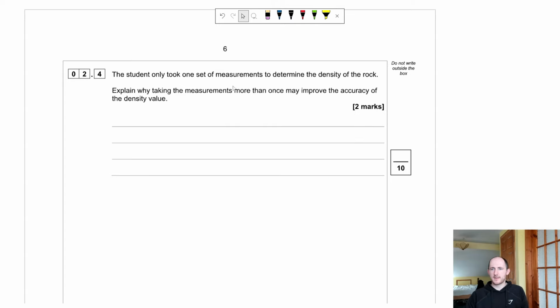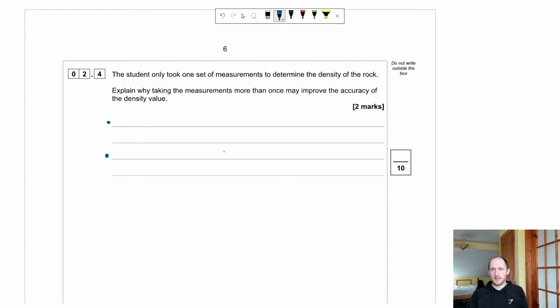The student only took one set of measurements to determine the density of the rock. Explain why taking the measurements more than once may improve the accuracy of the density value. Well, again, 2 marks, let's put our 2 points. Why do we repeat measurements? I'm hoping this is something your teacher has hammered into your brain, so it's almost like a gut reaction.